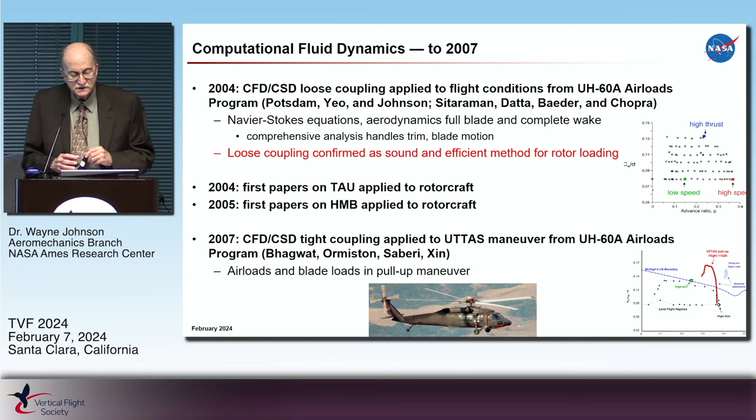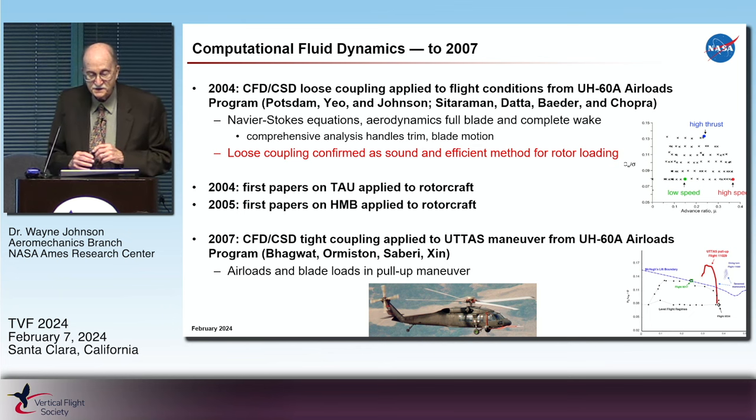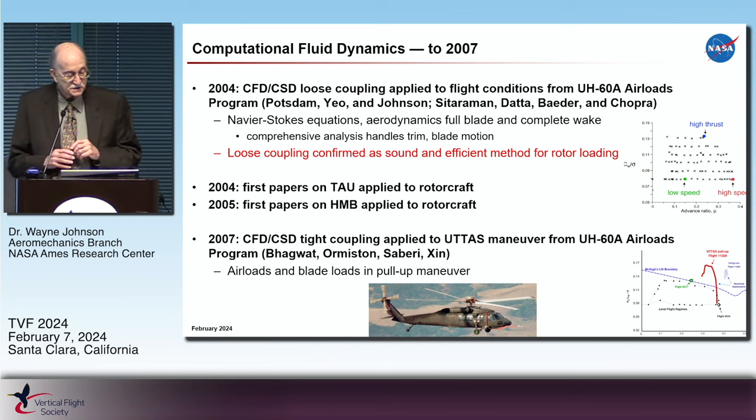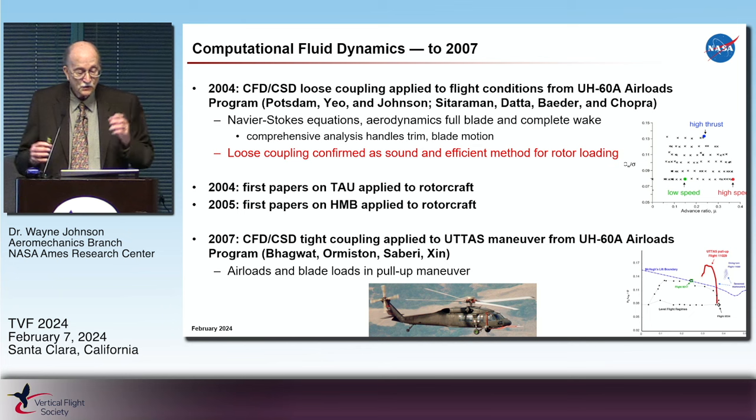And it was demonstrated this time using the data from the UH-60 airloads program. The figure at the upper right illustrates the steady state flight conditions of the airloads program. 2004, TAU, which is another German code, and HMB, a UK analysis. And then we had actually tight coupling applied to one of the maneuver cases of the UH-60 airloads program.